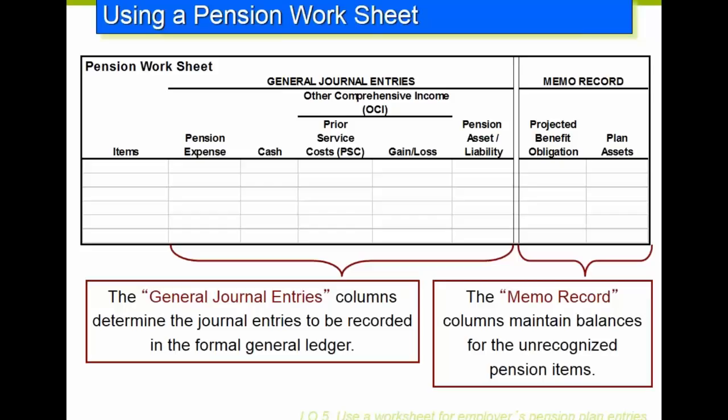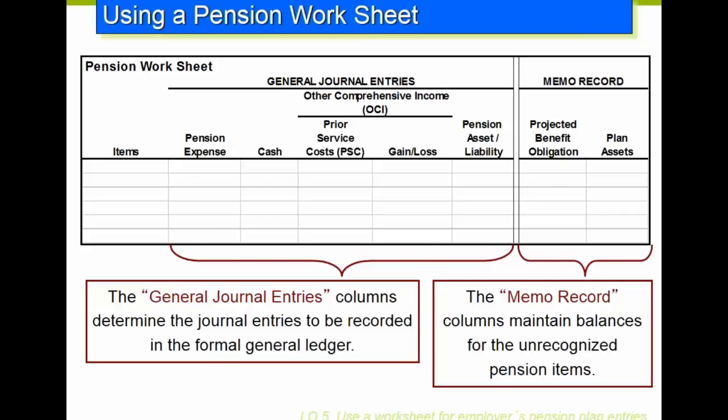So if we have a greater PBO than plan assets, then we are going to be reporting a pension liability on our balance sheet, and vice versa. If plan assets are greater than the PBO, then we're going to be reporting a pension asset. So you notice that we're going to be accumulating pension expenses, and we have cash, and then these other items, prior service costs and our gains and losses, are staying in our other comprehensive income. And as we go through this, I think you'll get a sense of how these items actually work.